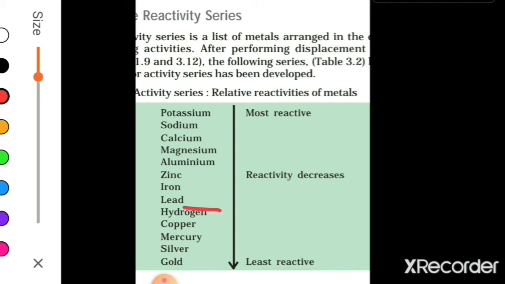Here, this is hydrogen in the middle of the reactivity series. The metals that lie above hydrogen are highly reactive, and metals that lie below hydrogen are less reactive. Overall, you see the reactivity of metals decreases on moving down the reactivity series.